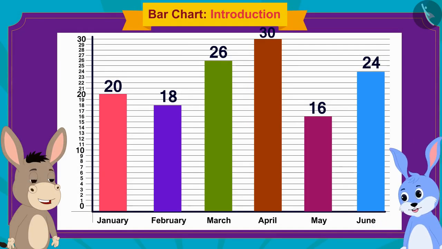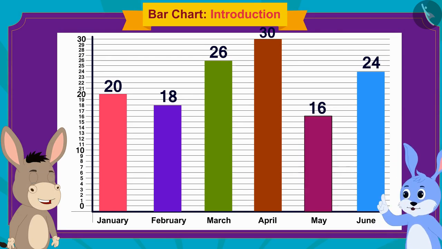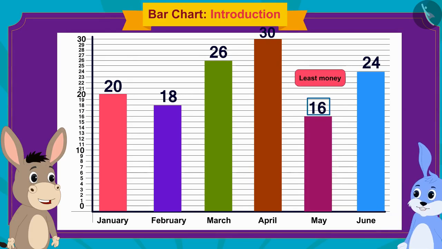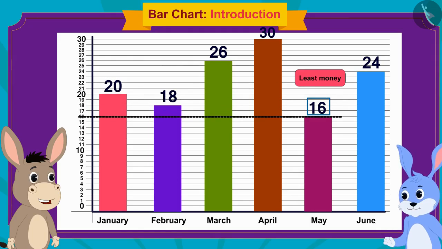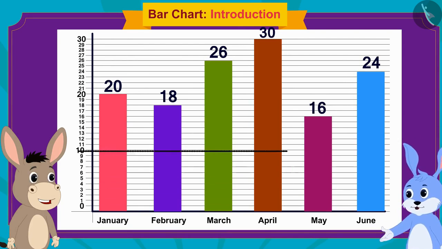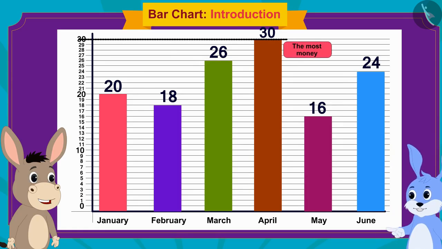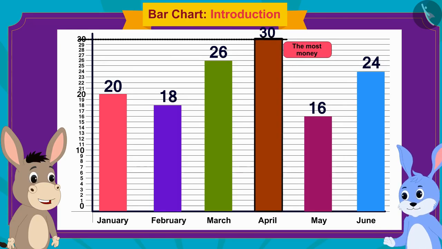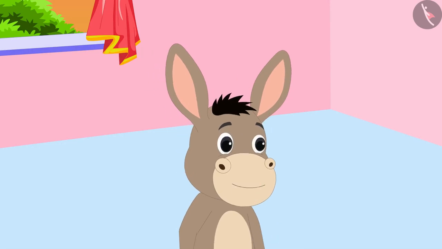Absolutely, Bhola. Now it has become very easy. The month of May has the smallest rectangle, which means I saved the least money, 16 rupees, in the month of May. And look, the month of April has the longest rectangle. That means I save the most money, 30 rupees, in the month of April. Well done, Bunny. You learnt very quickly.